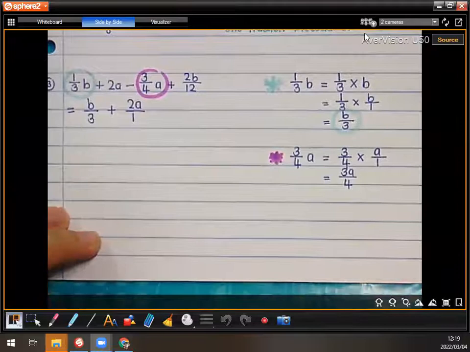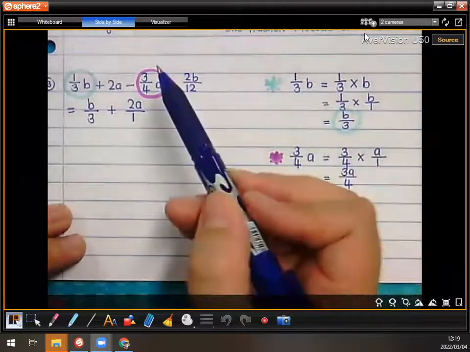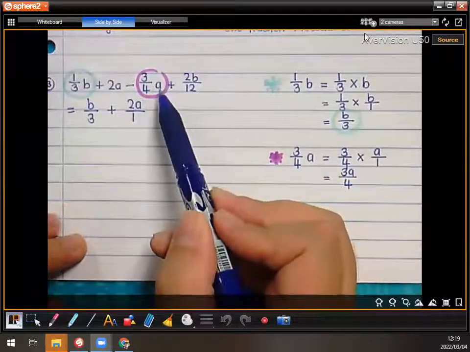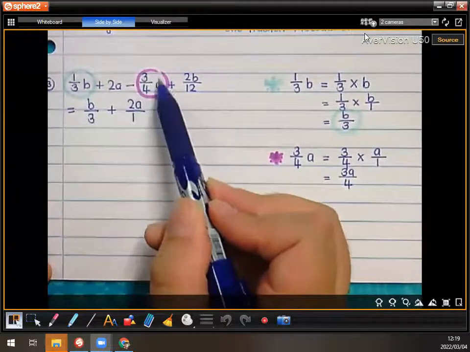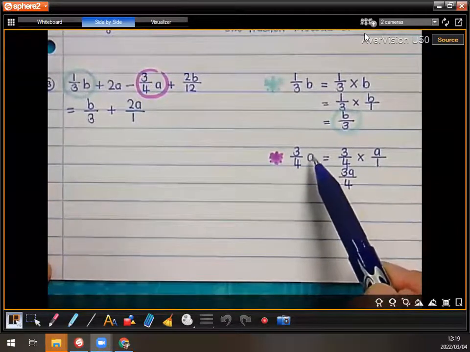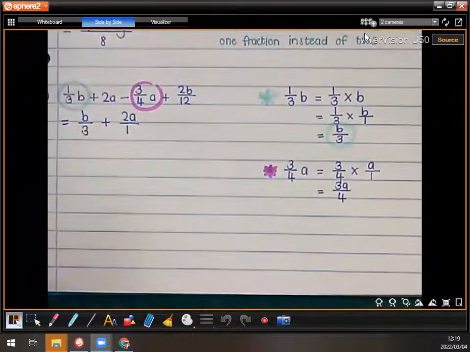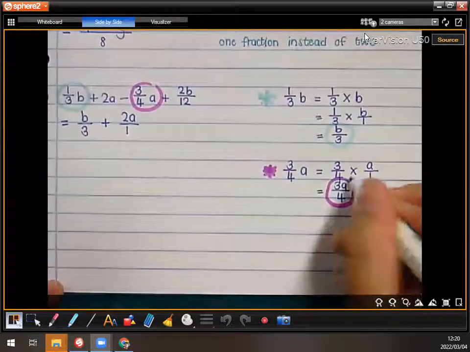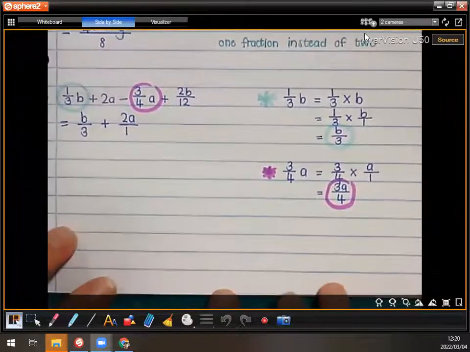So like I said before, you don't actually have to even show this working. You can just remember if it's a fraction and a variable next to it, the variable is just going to go to the top of the fraction. Okay, you see that with 3 over 4 and a, and then it becomes 3a over 4. Okay, so that is what's happening there. But guys, if you forget that, you can do the calculation on the side. There's nothing wrong with that.